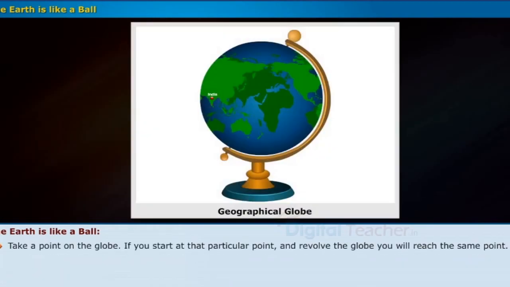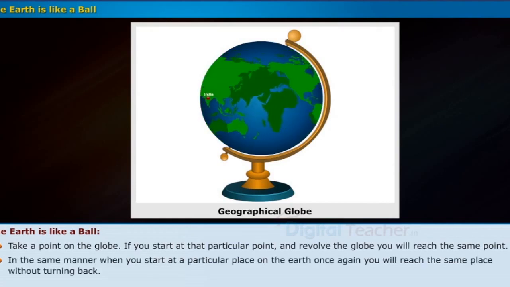Take a point on the globe. If you start at that particular point and revolve the globe, you will reach the same point. In the same manner, when you start at a particular place on the Earth, once again you will reach the same place without turning back.